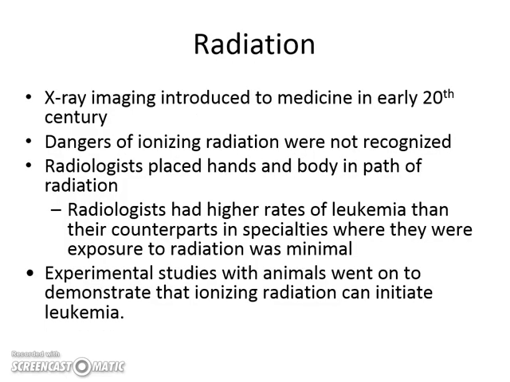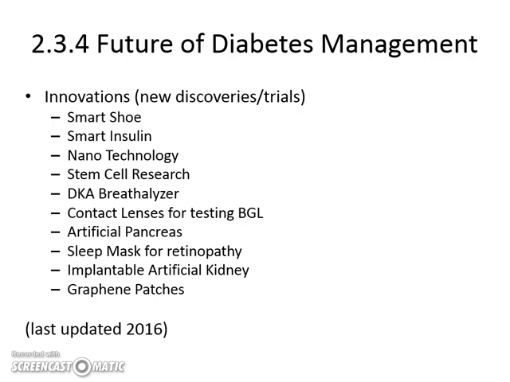Radiation is another example. Using X-ray imaging to look inside the body started in the early 20th century, before we understood that if you didn't have protection on your body while doing radiation, you could actually get cancer from the X-rays. So radiologists had a higher rate of leukemia than their counterparts in other specialties. And they actually did studies with animals as well to demonstrate this and to make sure they were correct.